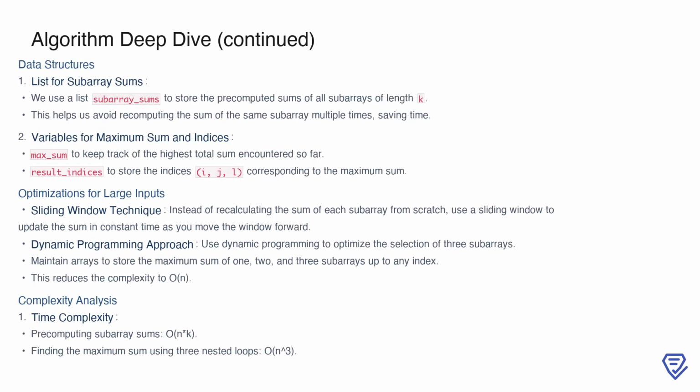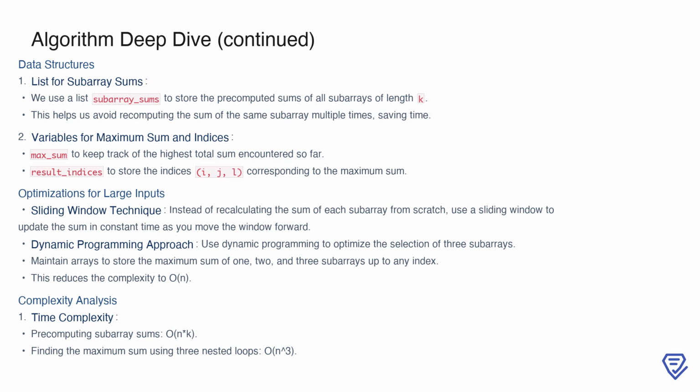To implement this approach, we rely on a few key data structures. The list subarray_sum stores the pre-computed sums of all subarrays of length k, allowing us to quickly access these sums without recalculating. Variables like max_sum and result_indices help us track the highest total sum and the indices i, j, l that produce it.